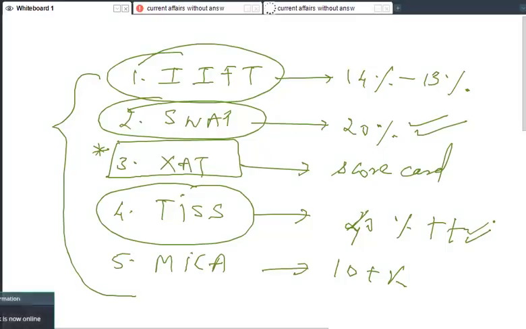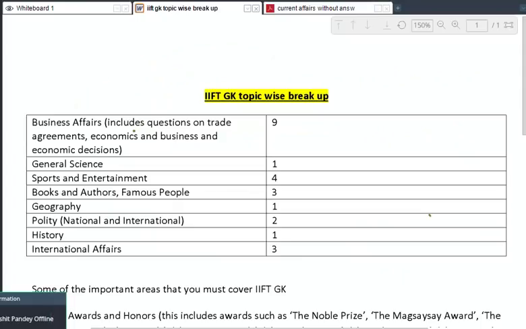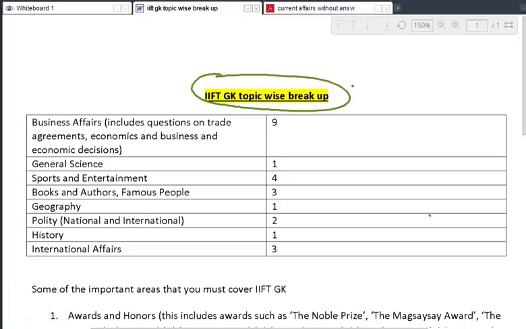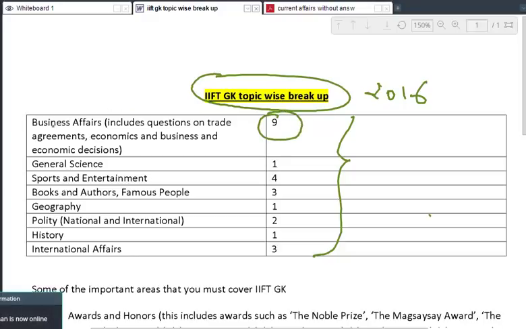First of all, this is the IIFT GK-wise breakup for the paper of 2016. I will not say it is the same for the papers before that, but more or less, this is the kind of breakup we have seen. If you look at the figures here, you will find that overwhelmingly there are 9 questions which come from areas of business affairs.